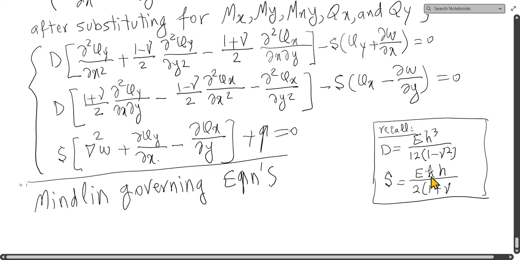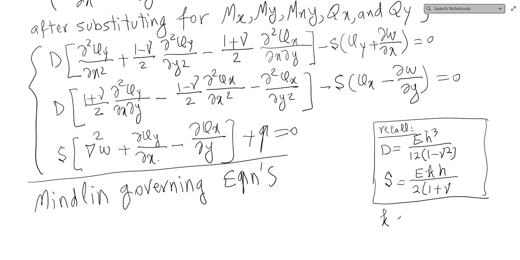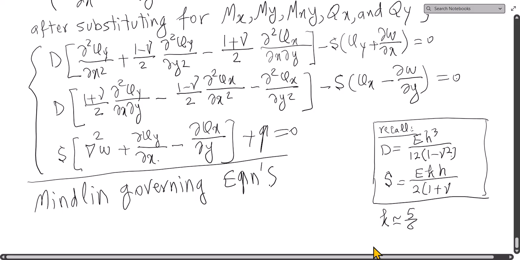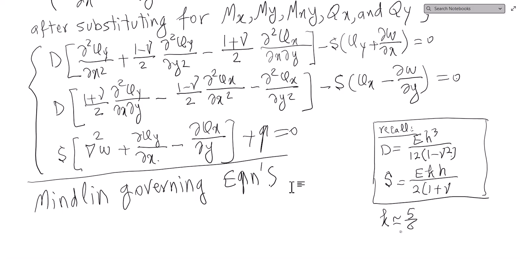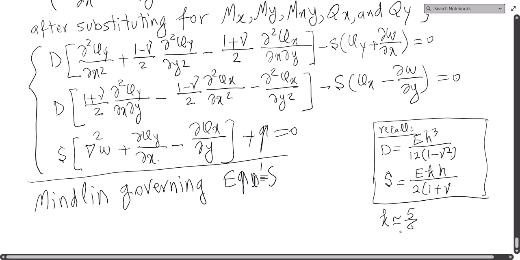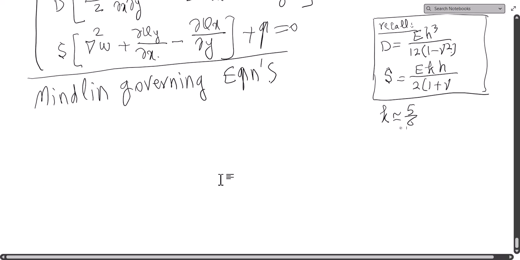K is typically 5/6, depending on the shape of the plate. Usually it is rectangular, and then we get 5/6, roughly. So the K is tabulated for different shapes, but as I say, for a plate, the cross section of the plate is a rectangle, so we get 5/6. So this is the Mindlin.